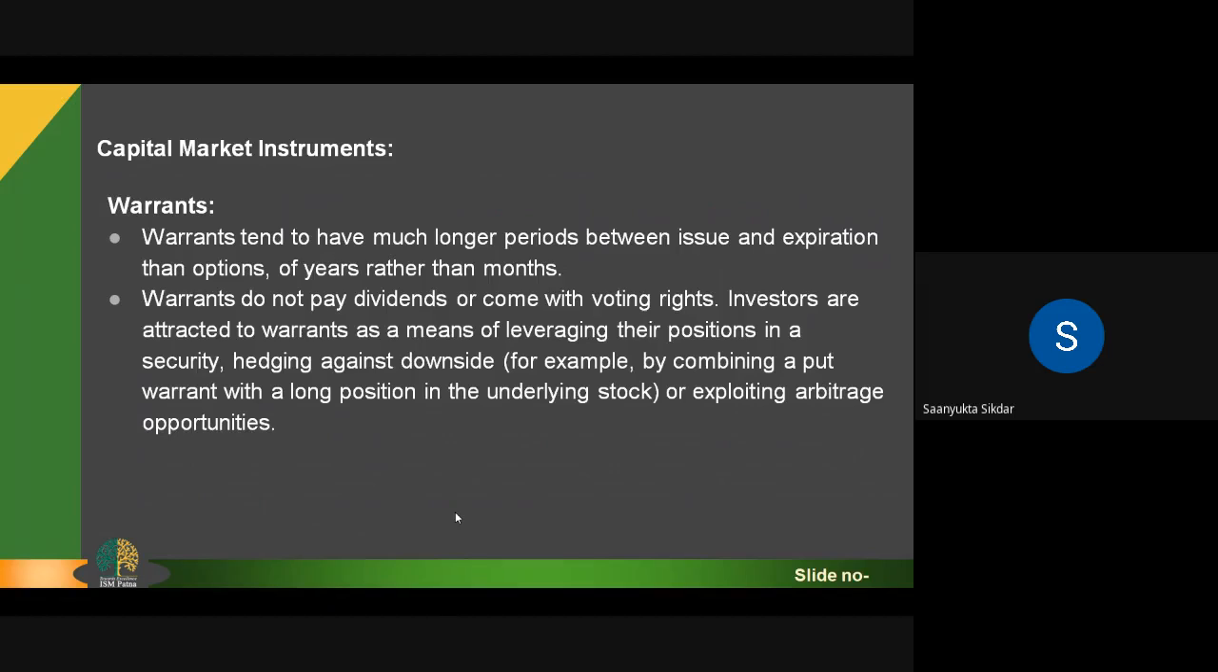For example, they can combine a put warrant with a long position in the underlying stock, or exploit an arbitrage opportunity. So, this way, warrants can be combined by investors to hedge their position and to book profit.